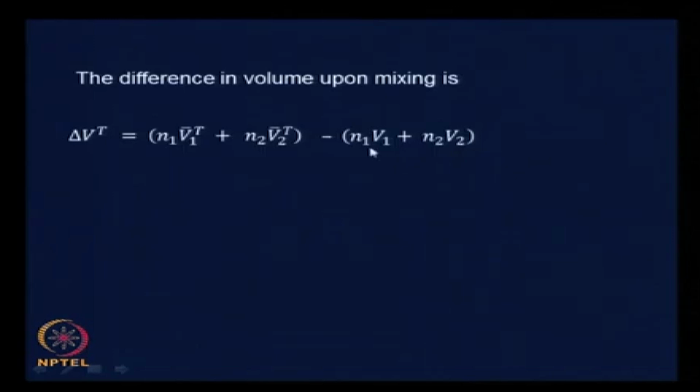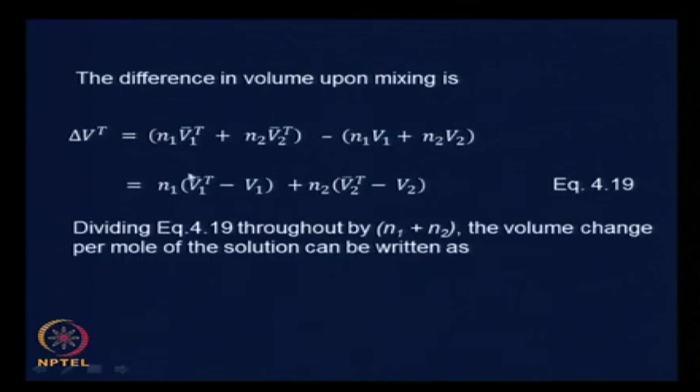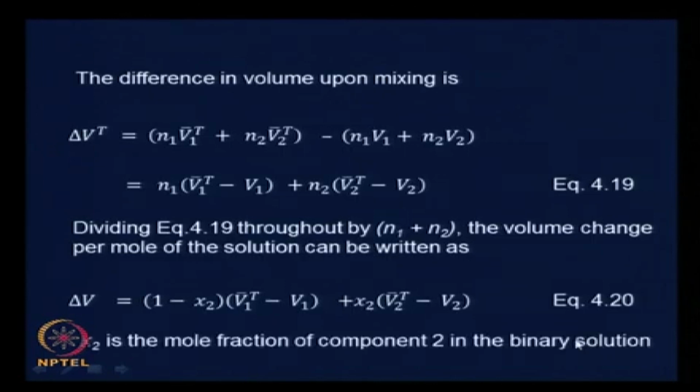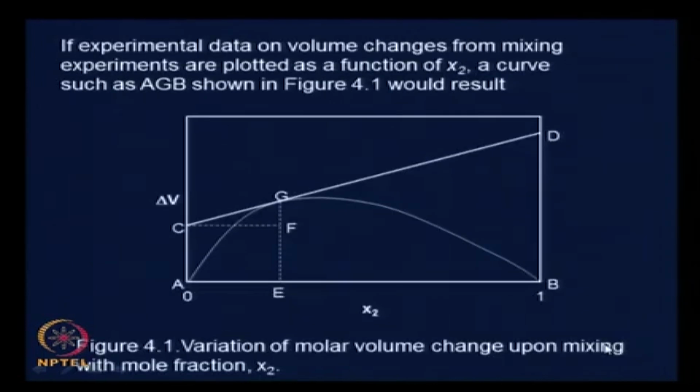Note these are molar quantities, therefore, when you multiply them by the mole numbers, you get the total quantity. So, the volume after mixing minus the volume before mixing, that is delta Vt, can be transposed into a convenient form to get (1 minus x2) times (V1 T hash minus V1) plus x2 times (V2 T hash minus V2), and this is what is plotted.